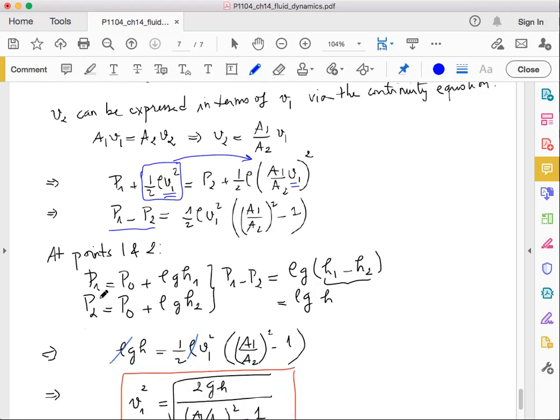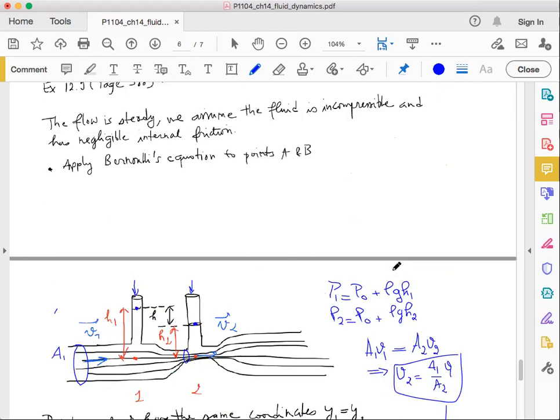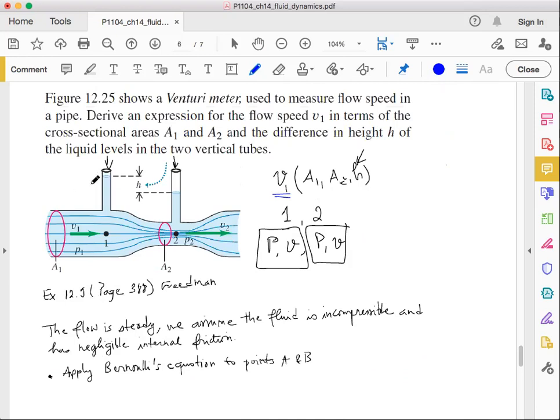So again, we have written already P1 and P2. If you just take the difference between P1 and P2, you will end up with rho g times (h1 minus h2). If you look back at this figure, we called this height h1, and this height h2.